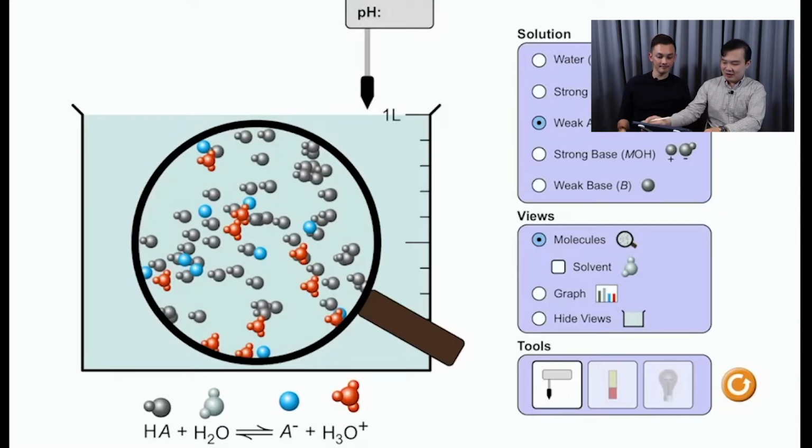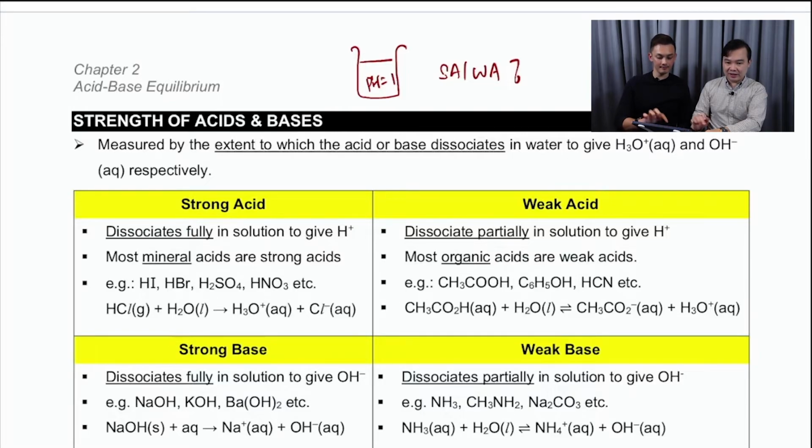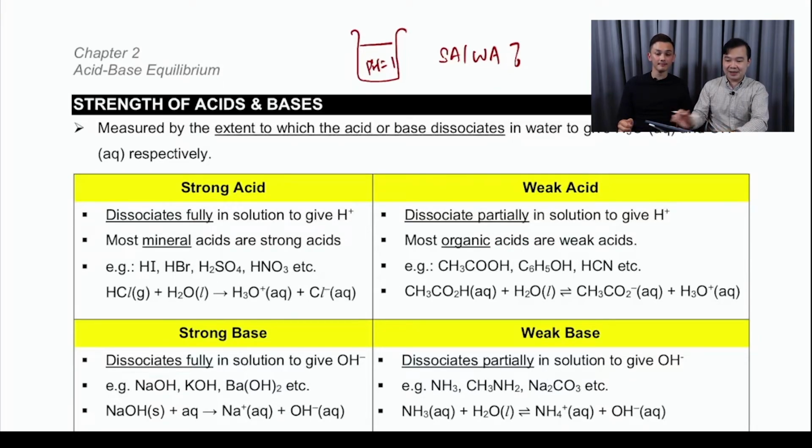Shall we go back to the notes now, and take a look at the part on strengths of acids and bases. So to summarize, what is a strong acid? It fully dissociates in water, represented by a full arrow. Some examples you have to be aware of are your three most common acids: hydrochloric, sulfuric, and nitric acid. These are what we call mineral acids.